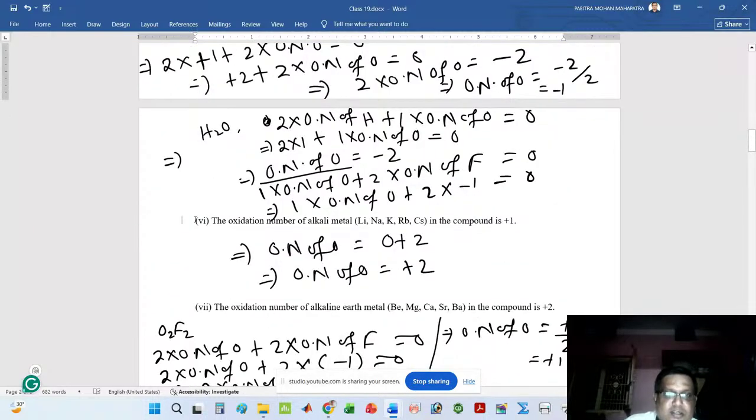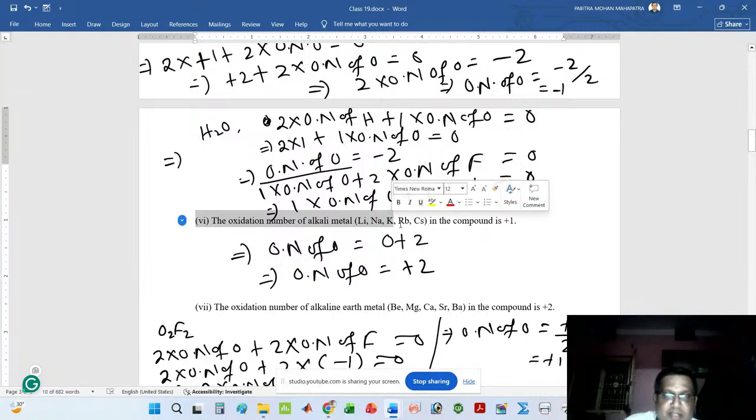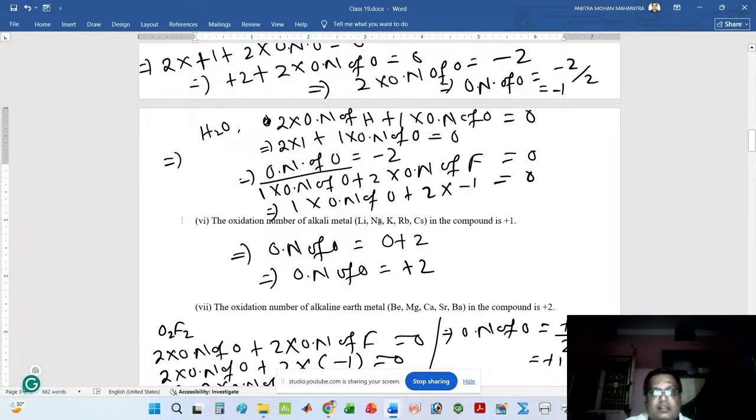Move to the sixth rule. The oxidation number of all the alkali metals. If you think about the periodic table, on the left side, the first column carries the elements like lithium, sodium, potassium, rubidium, cesium. These elements are said to be alkali metals. And remember, these elements always show the plus 1 oxidation state. In the second column of the periodic table, you know very well about the periodic table. A chapter will come, periodic table and periodicity. In that, I will clearly explain about the periodic table.